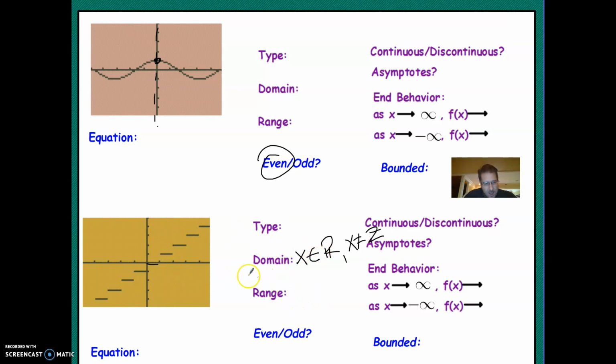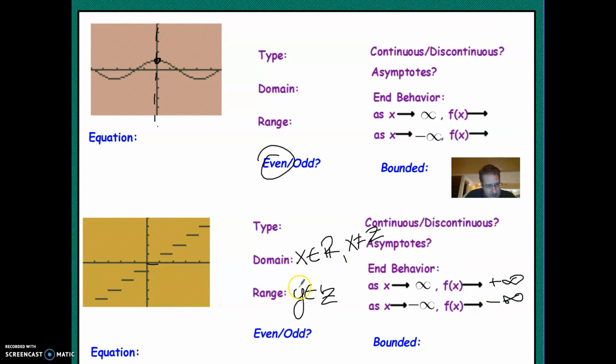The range in this case will be all whole numbers. So y is a set of all integers. So it can be 1, 2, 3, 4, 5. It can also be -1, -2, -3, -4. So it's a set of all integers. End behavior: the further I go to the right, the further it goes up towards infinity. The further I go to the left, it goes down towards infinity.